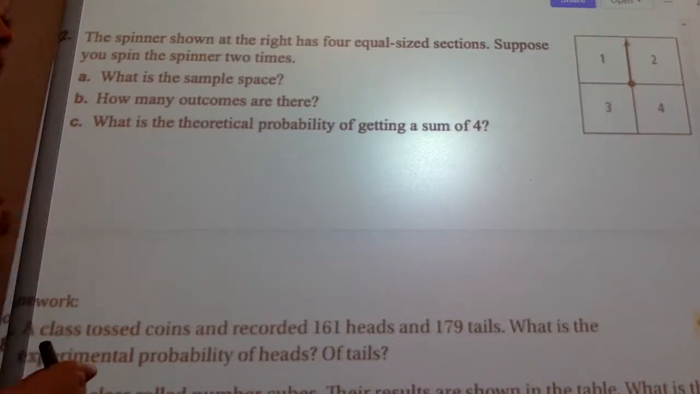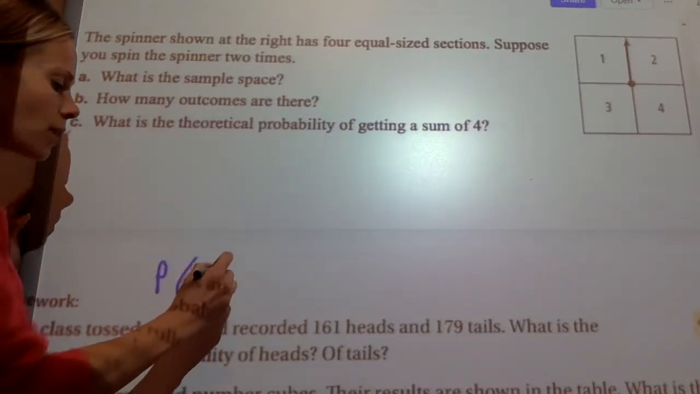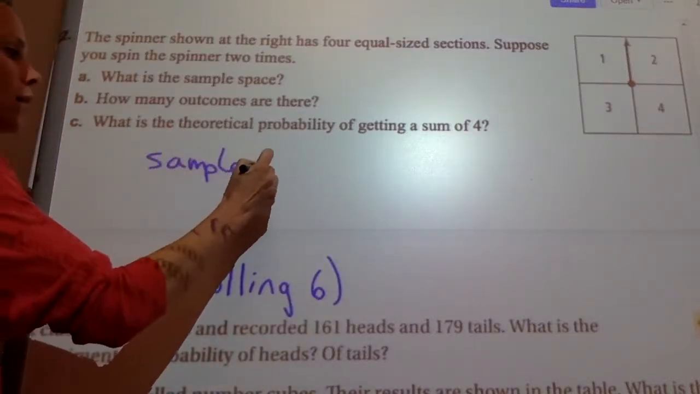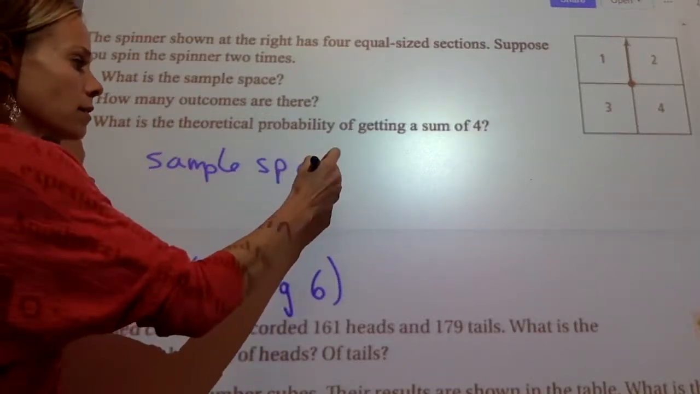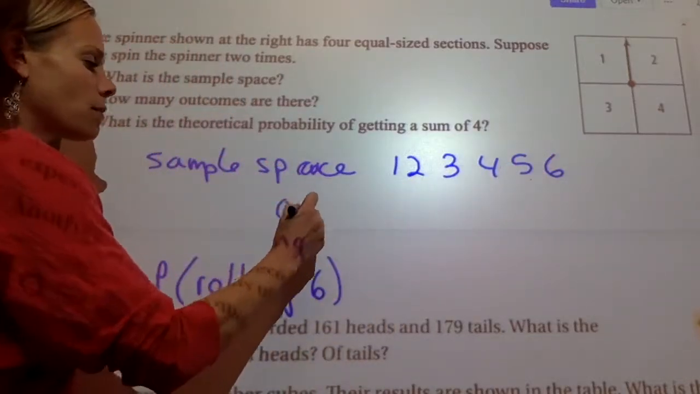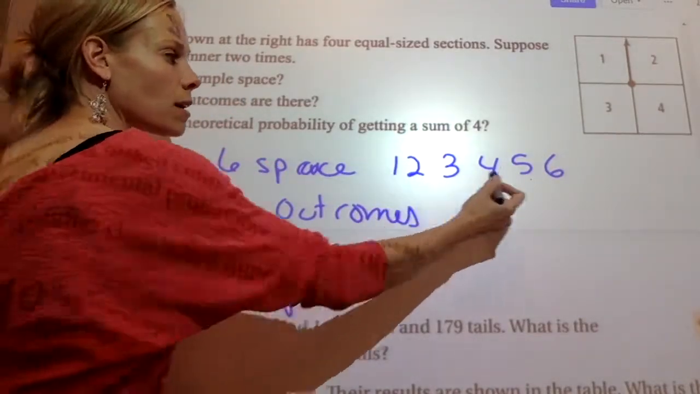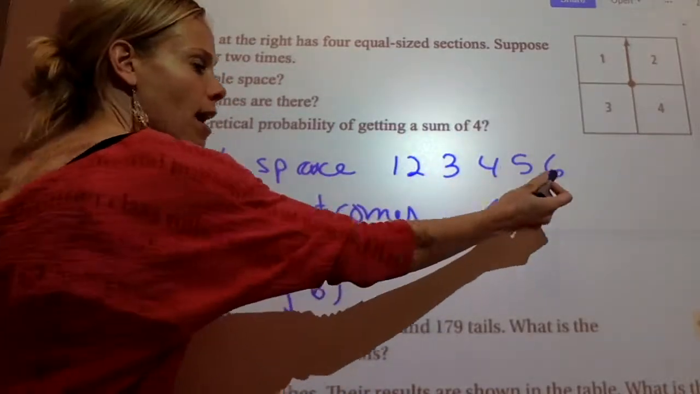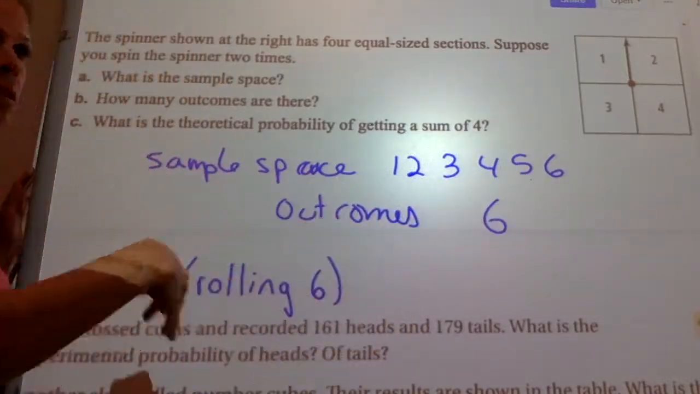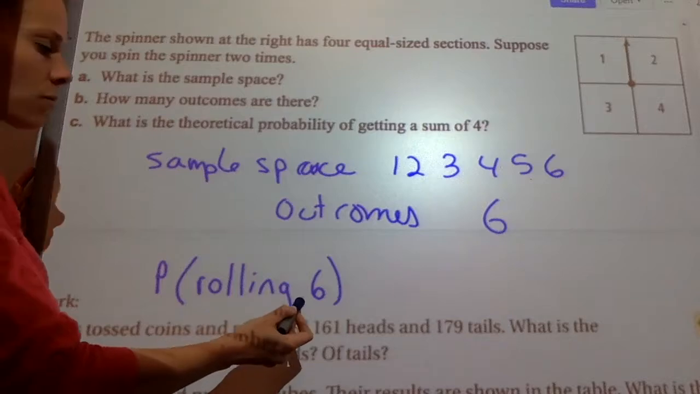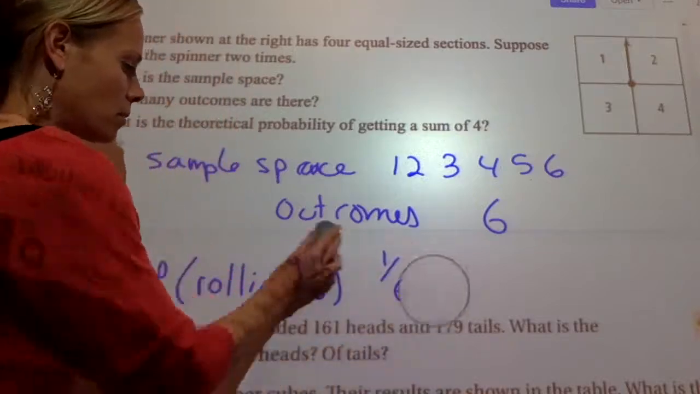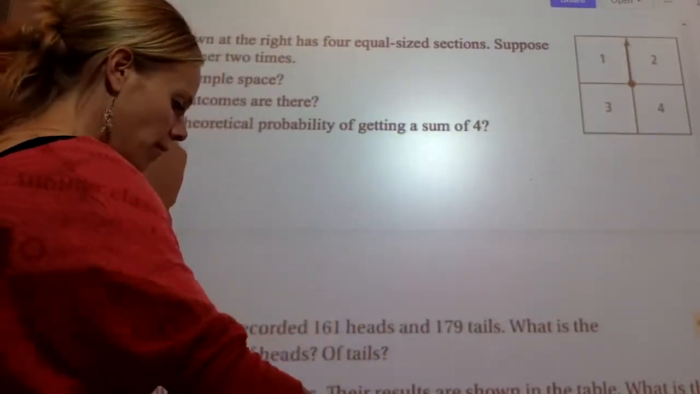If I wanted the probability of rolling a 6, okay, my sample space for rolling a die, rolling a 6, would be 1, 2, 3, 4, 5, 6. The number of outcomes would be 6, because there's 6 things that can happen. So your sample space is describing everything that can happen. Your number of outcomes is how many there are. So if I wanted the probability of rolling a 6, I would say 1 out of the 6.